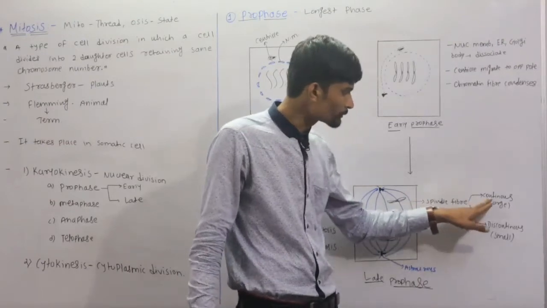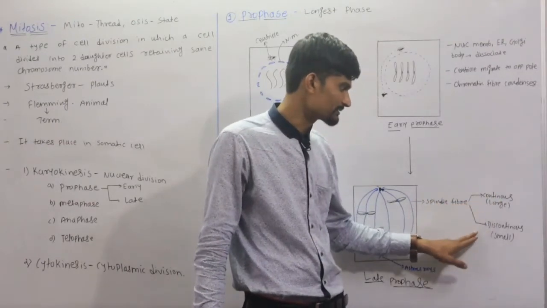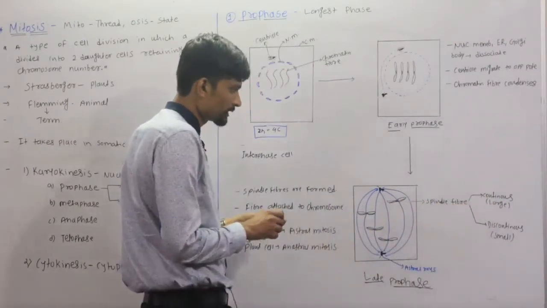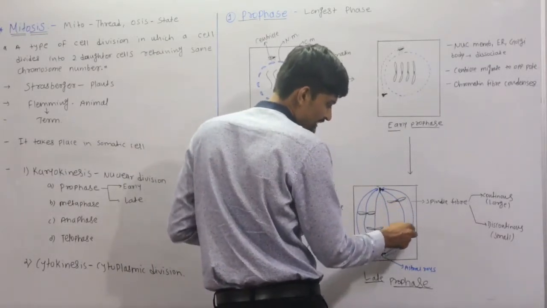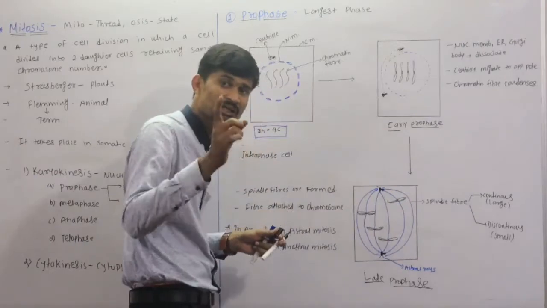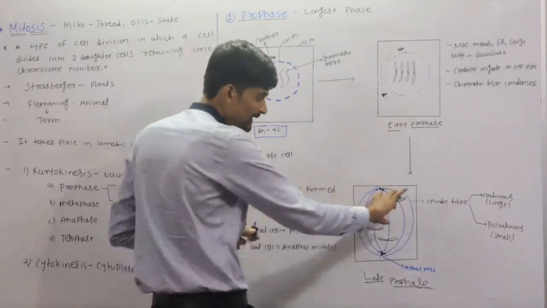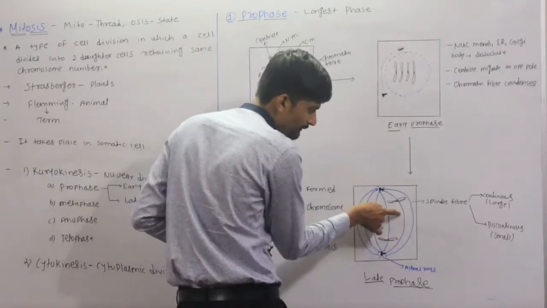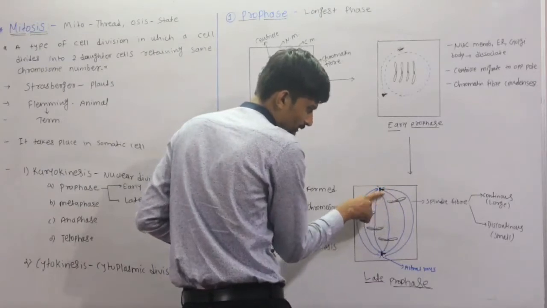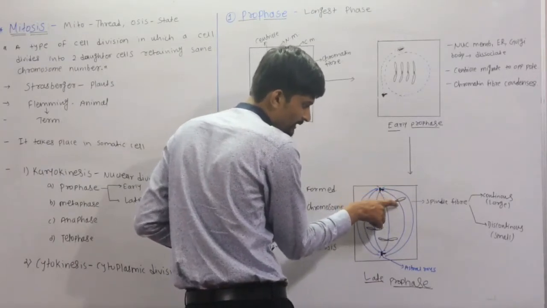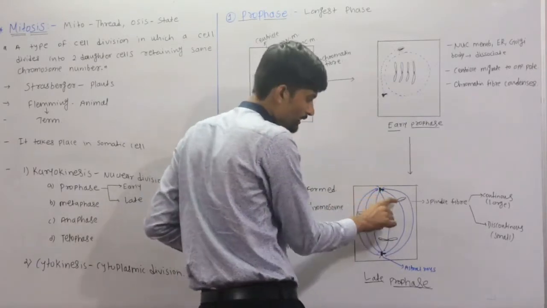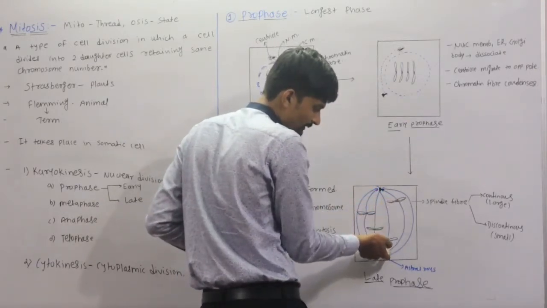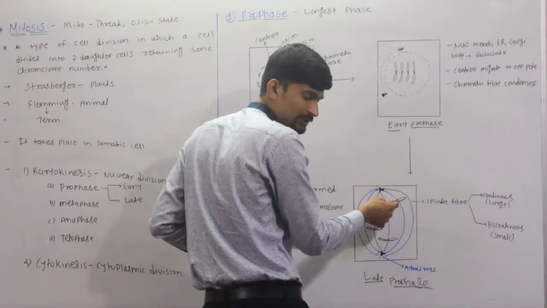Spindle fibers are of two types, continuous and discontinuous. Now which are continuous? This is the continuous fiber. This is continuous because it does not get attached to any chromosome. That is why it is continuous. But this fiber is discontinuous. From this point it started, and again here it is interrupted. It means that it gets attached to the centromere, and then from there another spindle fiber arises and is attached.